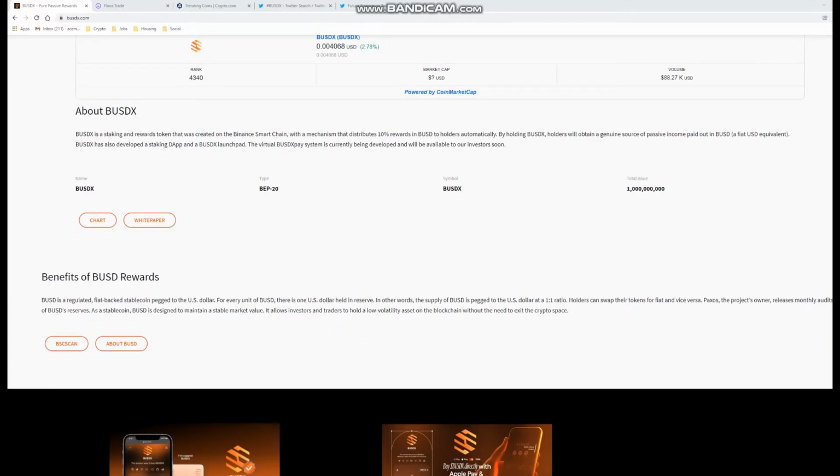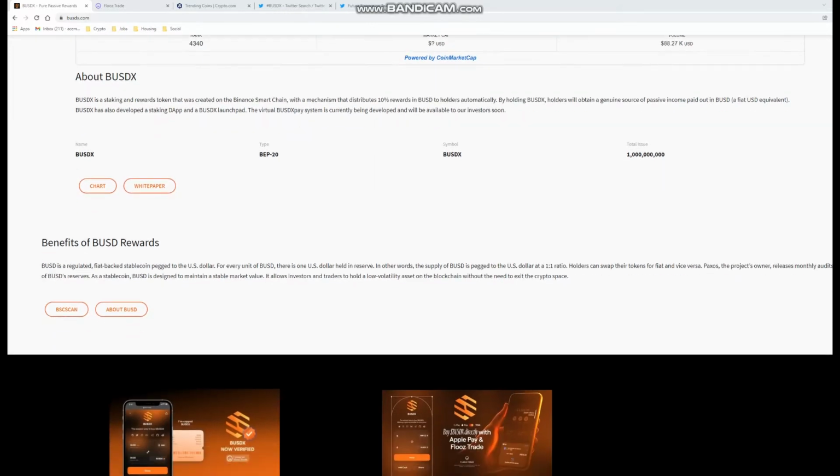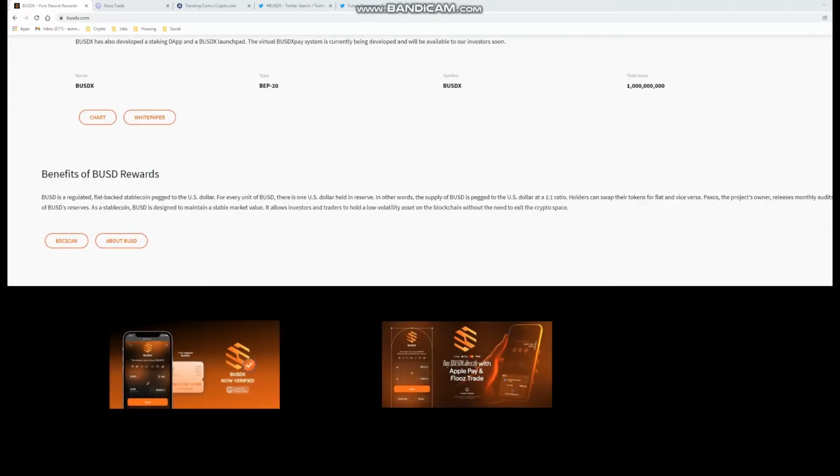The count is also very impressive. You've got only a billion coins instead of the whole trillion. And so this just makes it a little bit more valuable. The value right now is at about half of a penny, 0.004, and so definitely worth looking into.